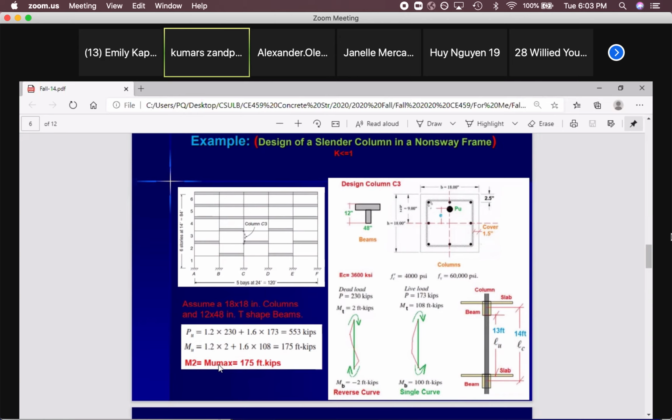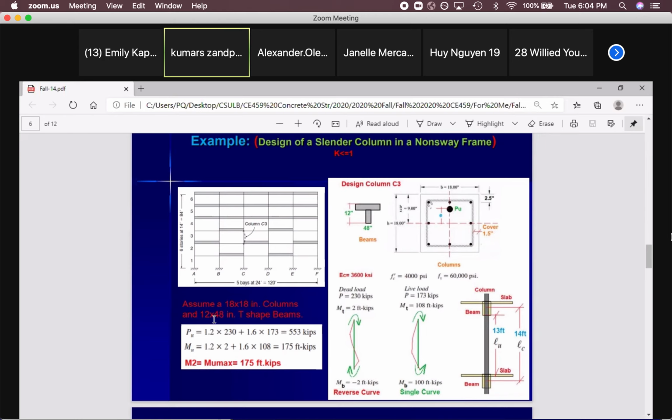That one should be M2 because maximum, minimum, forget about the signs, just absolute value. Still, that is maximum. The other one should be minimum. So these are the information based on the stuff that we know. F prime C, E, C, F, Y, we have all these.